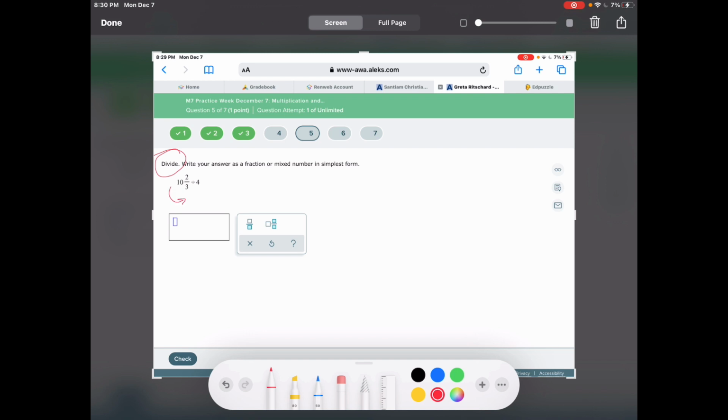10 times 3 is 30, and 30 plus 2 is 32 over 3, divided by 4 over 1. So remember, I am always going to keep that first one the same, change the division to multiplication, and flip, multiply by the reciprocal. Keep, change, flip, if that's what you've grown up saying. And then I see that 4 and 32 have something in common. 8 times 4 is 32. And so 8 times 1 on the top and 3 times 1 on the bottom.